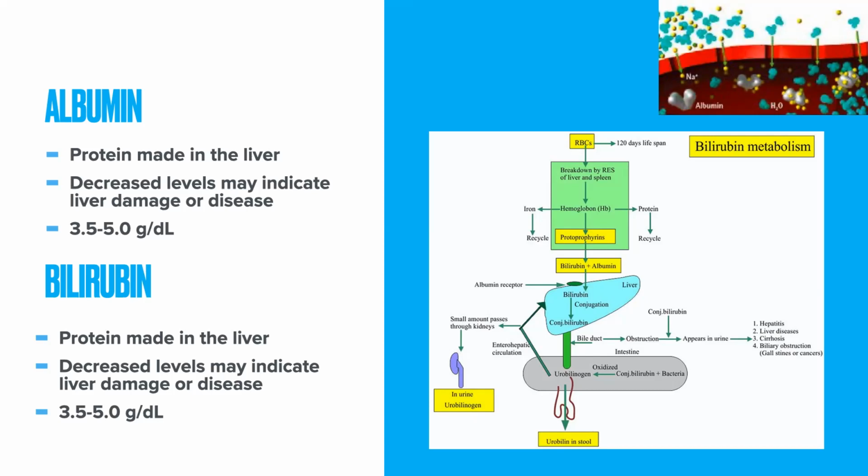3.5 to 5. Potassium, we talked about that one a little bit earlier. So potassium, albumin, and bilirubin are all going to be the same numbers, but looking at different things. 3.5 to 5. Bilirubin is a protein made in the liver. Decreased levels can indicate, again, liver damage or disease.